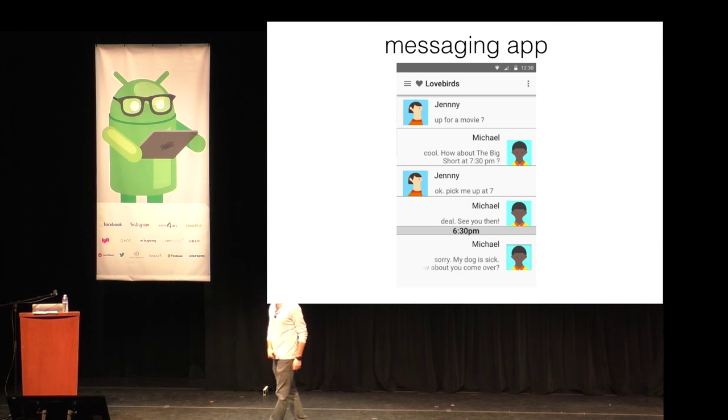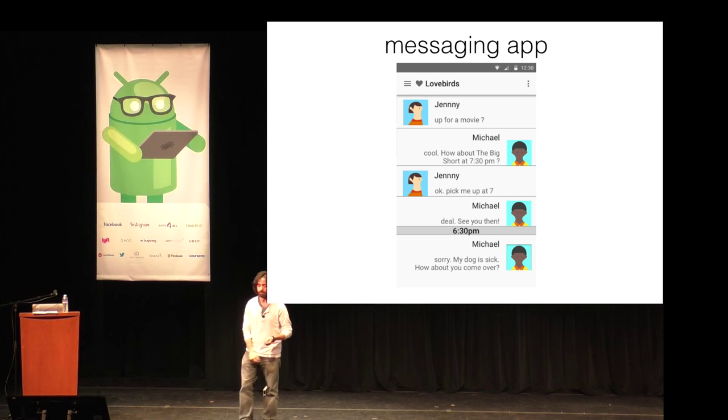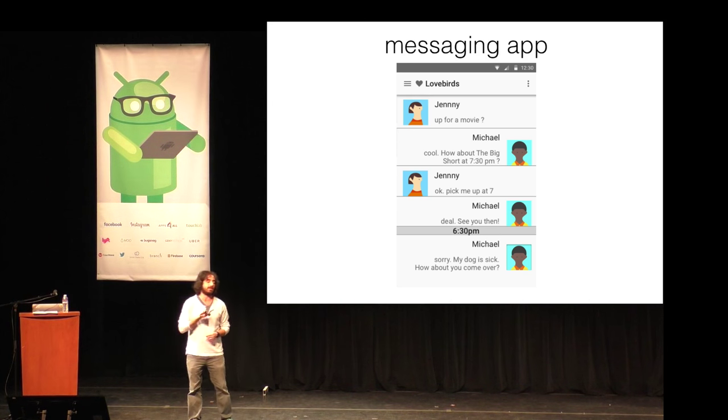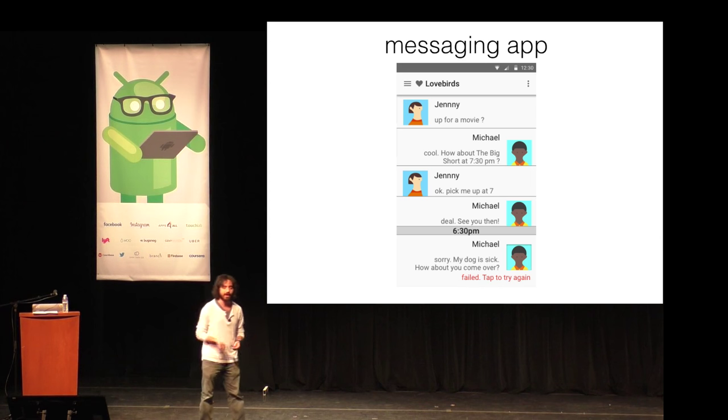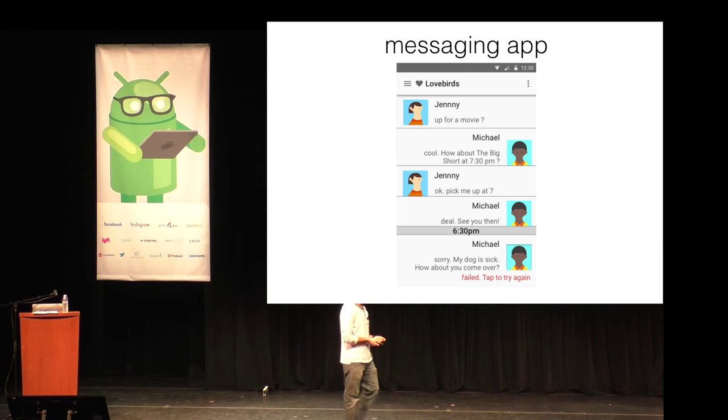So he sends a message to Jenny, hey, my dog is sick, how about you come over, watch a movie at home. So it's all great, unfortunately that happens at a time where you couldn't send the message at that moment. So you did your part, you said, hey, tap to try again because I couldn't send the message. You did your work, right?